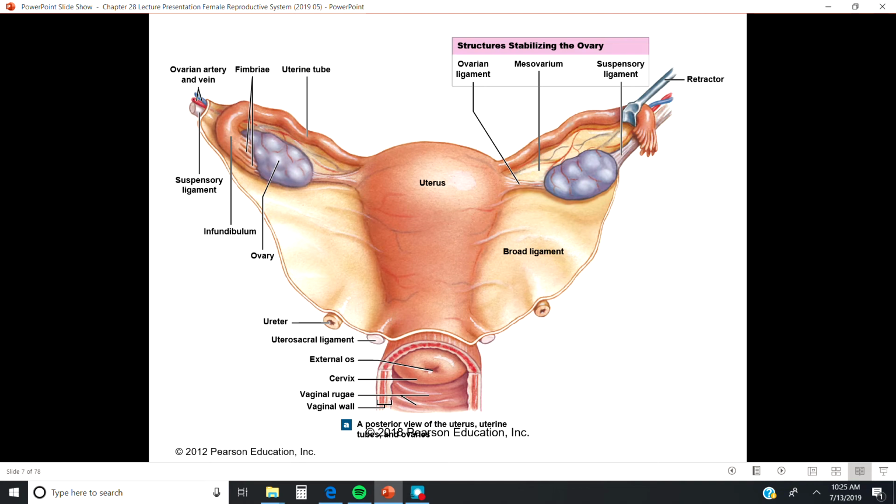All right, so here's a good picture again. Broad ligament, mesovarium up here, ovarian ligament, suspensory ligament. Again, these ovaries need to stay in place so that when ovulation occurs, the oocyte will go into the uterine tube, which we're going to talk about in a minute.